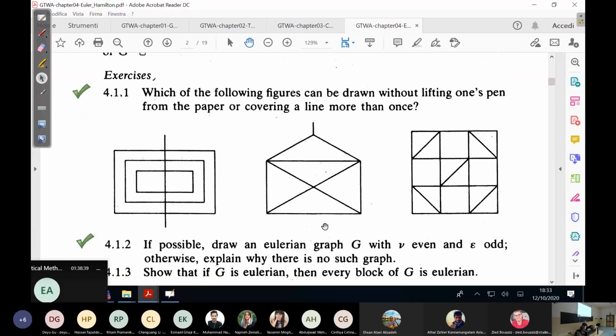Exercises. Which of the following figures can be drawn? This is something I was given when I was a child, okay? Without lifting one's pen from the paper or covering a line more than once, okay? And actually, so what's the problem? Is there an Euler trail here?